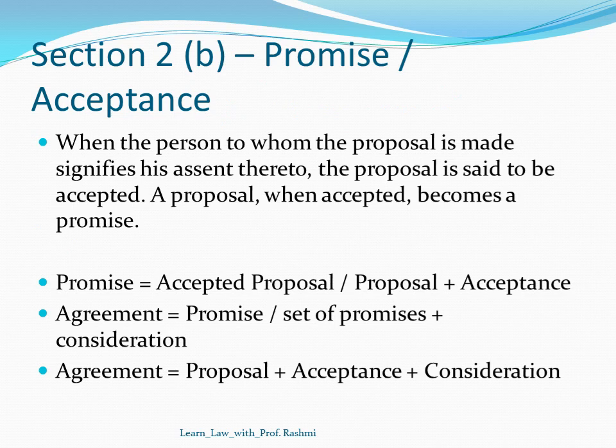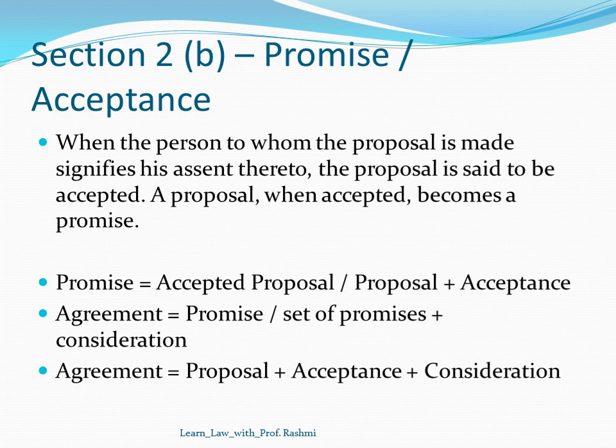Section 2B of the act is talking about promise and is also talking about acceptance. So section 2B defines promise as well as acceptance. When a person to whom a proposal is made signifies his assent thereto, the proposal is said to be accepted. A proposal when accepted becomes a promise. So basically, you will understand that a promise is an accepted proposal, and a proposal that has to be accepted.